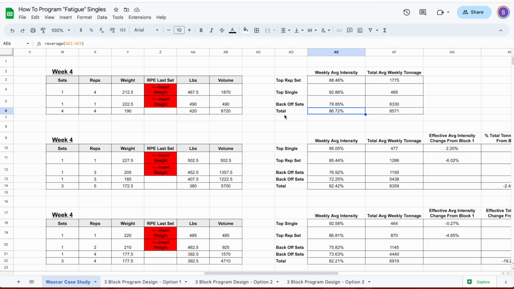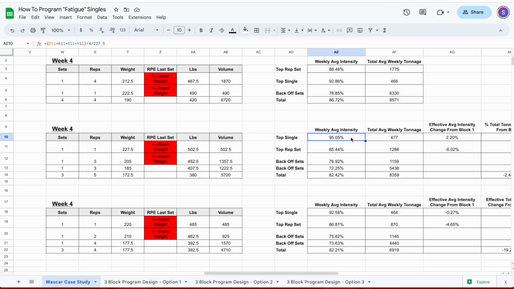For a total average, which isn't perfect because obviously it's disproportionate that he only did 1 rep here and 4 reps here and a 4x4 here. This isn't perfect. I'm literally just calculating the fact that these are all equal. It still kind of gets to the point. But here, 86.72% is the average intensity if we're just looking at these 3 calculations, as well as the total tonnage here.